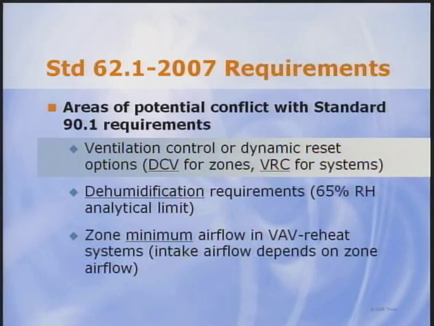We start with ventilation control, which Standard 62 calls dynamic reset. It takes energy to cool and dehumidify or heat outdoor air that's introduced into the building, so it's important to control it and avoid overventilation.